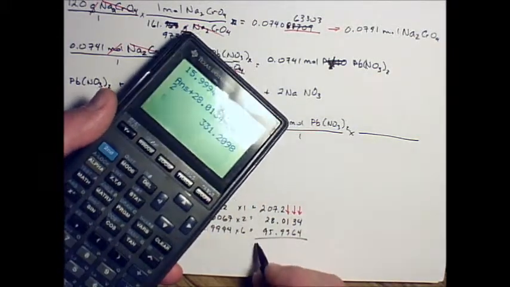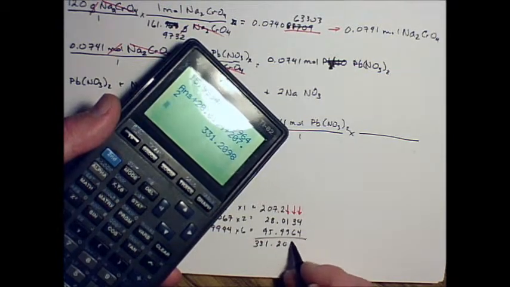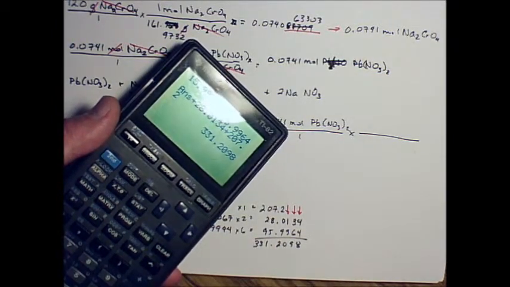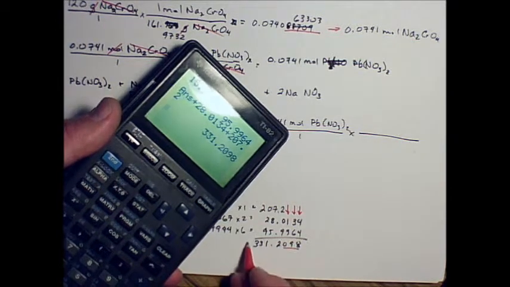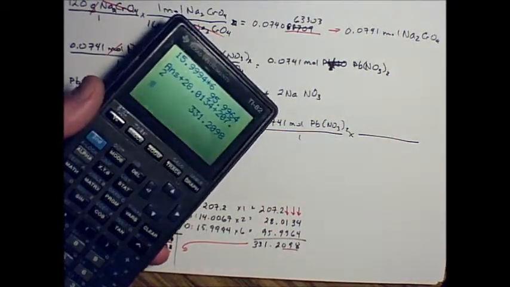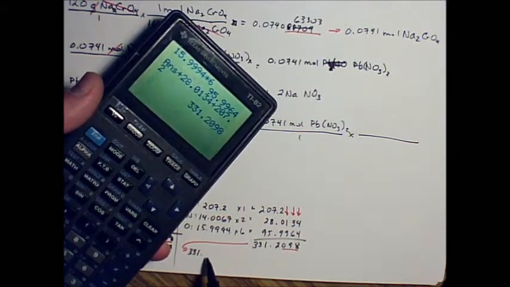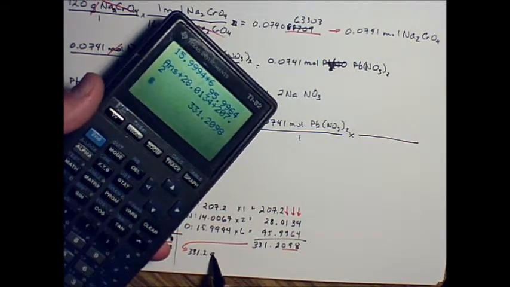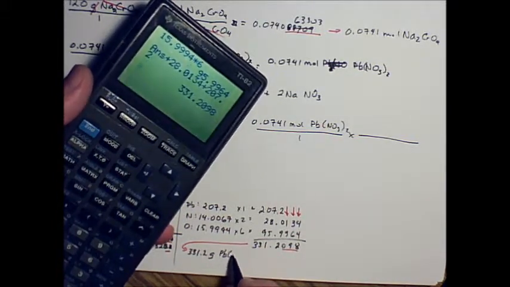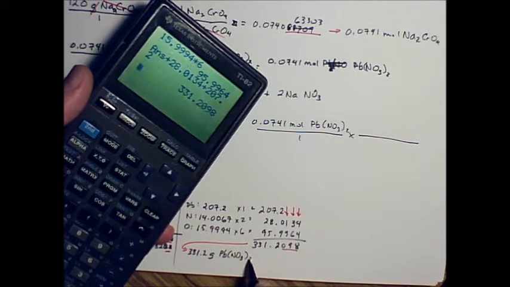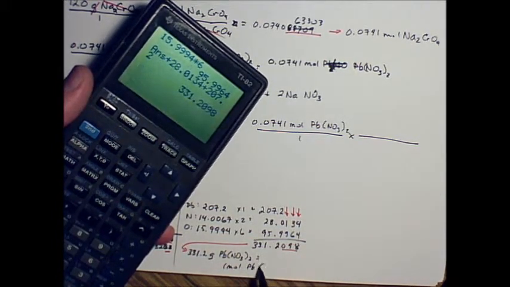Okay? I get 331.2098. But since I've got 3 empty slots in the last 3 columns, I need to round off the last 3 digits. So that becomes 331.2 grams of lead(II) nitrate equals 1 mole of lead(II) nitrate.